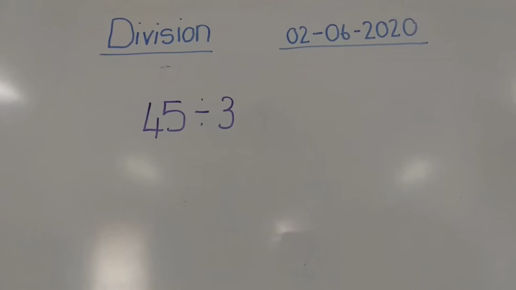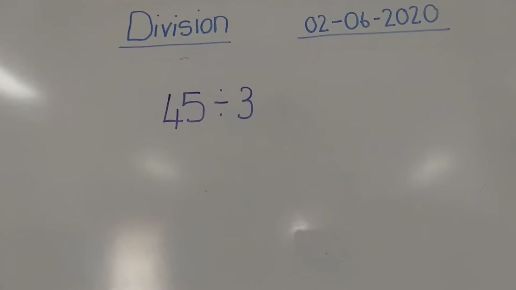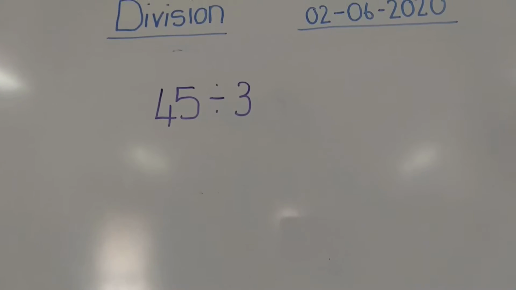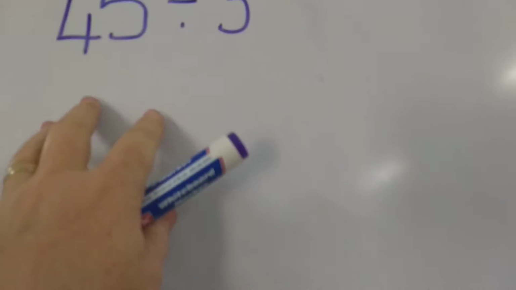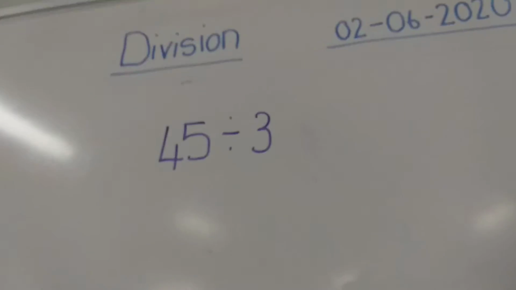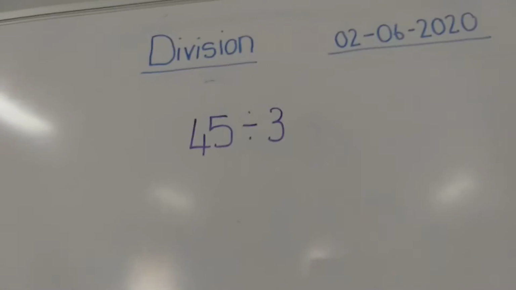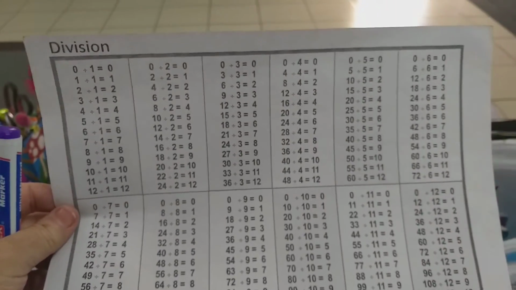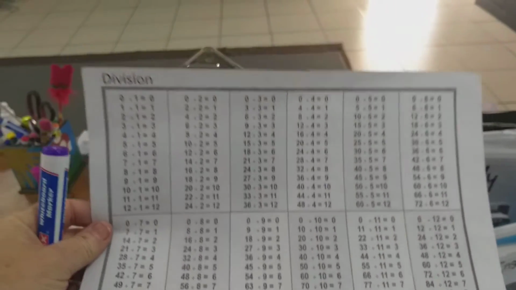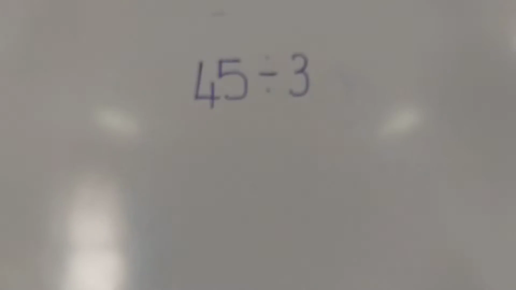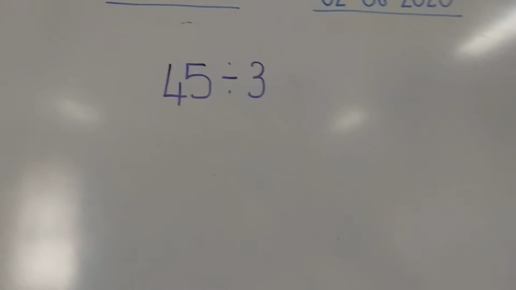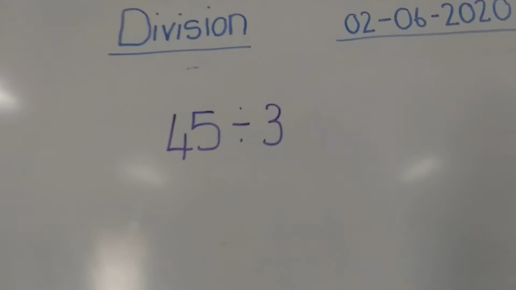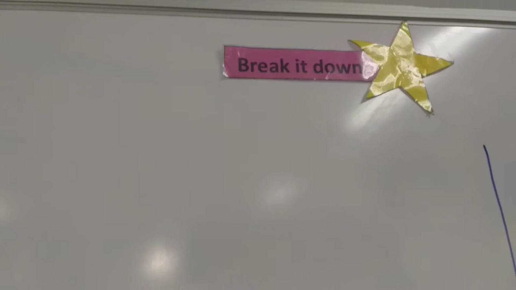So like I said, this week we're going to focus on numbers that divide perfectly. Because 45 divided by 3 is not something that we can do quickly in our head, it's not like our division tables that we learn off by heart. We need to apply a method in order to solve that sum. So what do we always do when we have a big number like this? We break it down.